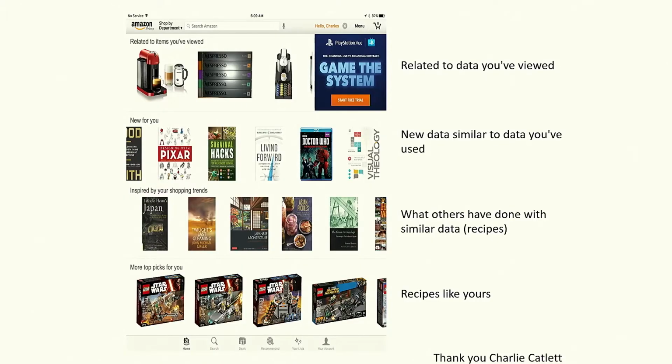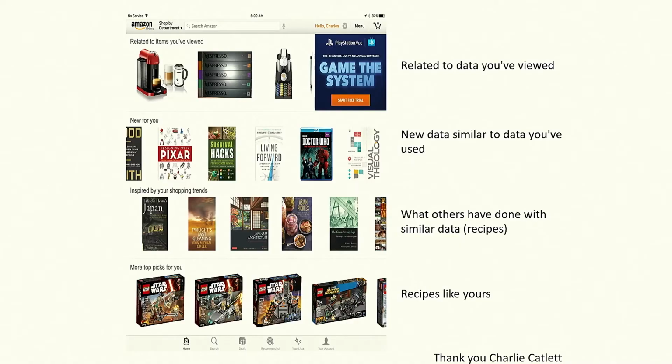So the notion here is, when I land on a data set, and when I go to Amazon.com, I land and I'm looking at a book, and this is Charlie Catlett's from University of Chicago's slide, so I'm trying not to plagiarize him too much. But when you land on Amazon.com and it's got a book, it says, "Hi Eric, nice to see you. Here's something that is related to other books that you've seen. Here are books that are similar to the books that you've used. Here's what other people have done, and here are books like yours."